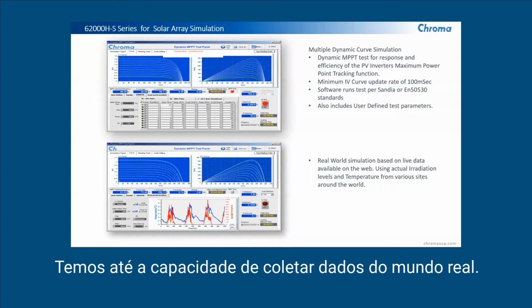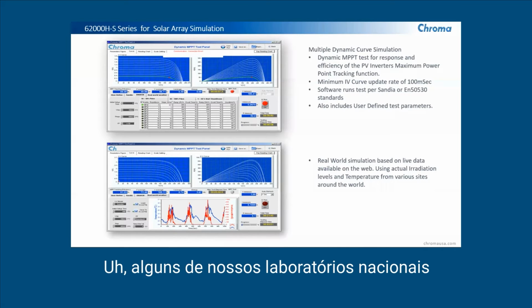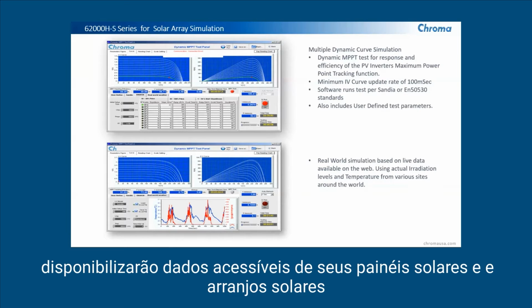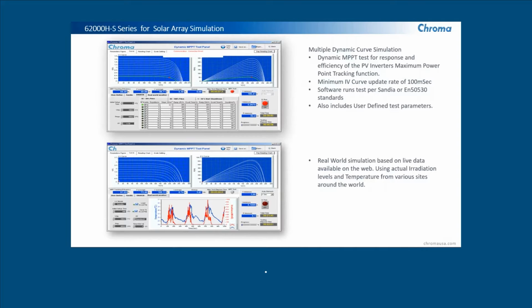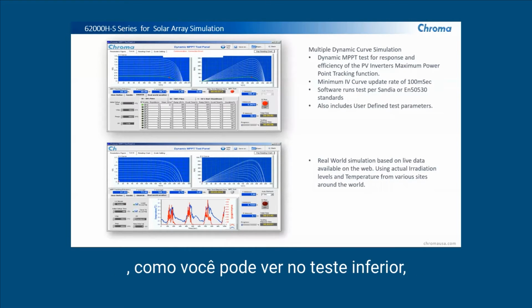We even have the ability to go and take real-world data. You can take live data. There's data available out there on the internet. Some of our national labs will make accessible data from their actual solar panels and solar arrays, and you can take that data and incorporate it into a test, and it will give you the variations also, as you can see on the bottom screen for testing.